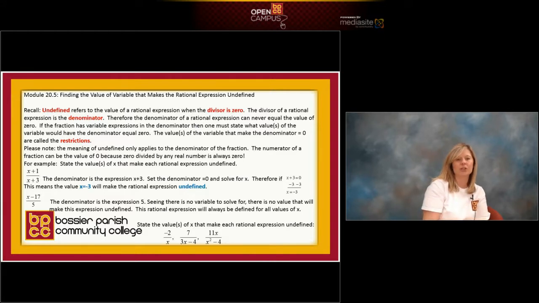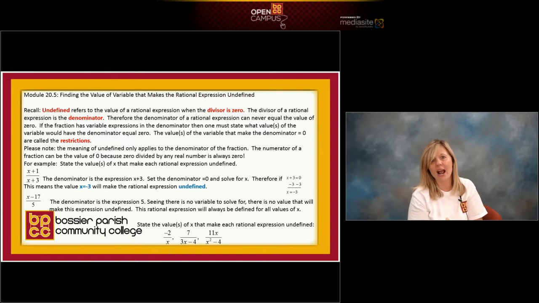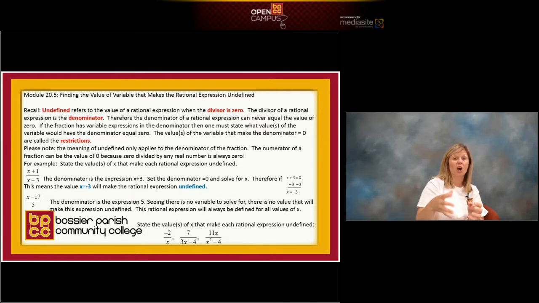I have an expression, x plus 1 divided by x plus 3. It's a rational expression. It's a fraction. Now, it's not an equation because there's no equal sign, so I'm not asking you to solve this. I am asking you to tell me what value of x is the restriction. What number, if you substitute in for x, will make this fraction have no value, will make this fraction undefined? That's what it means when it says state the restrictions. We want to state what value of x would make the expression undefined.